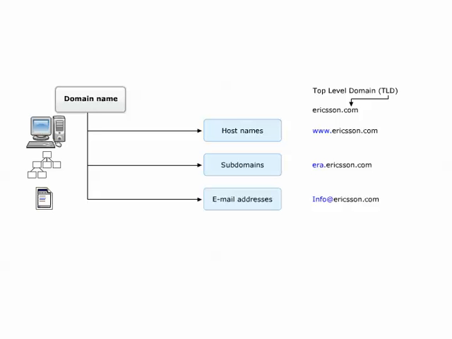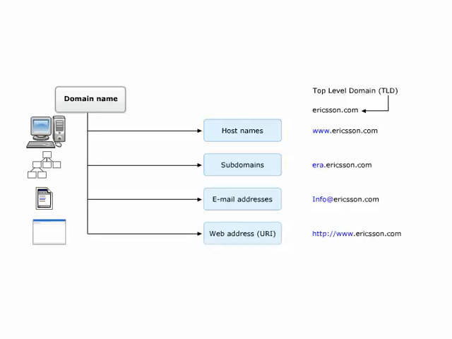Host names, including the domains, are a part of the web addresses. A web address is called a Uniform Resource Identifier, URI. Without the prefix HTTP, a web address is only a host name.